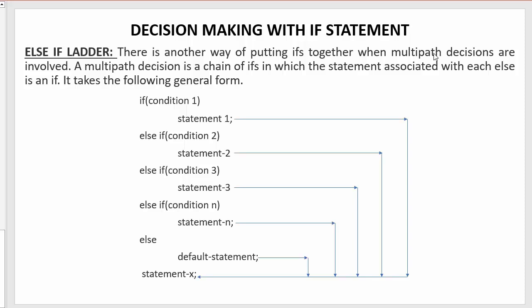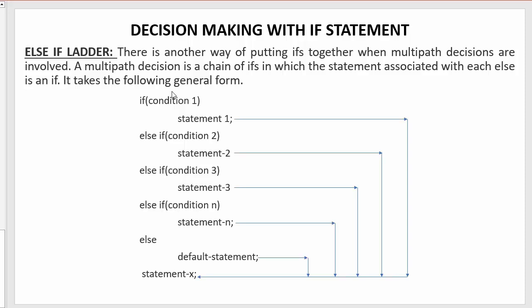So whichever condition gets satisfied, the statement present under that condition only gets executed, and the rest of the other conditions get skipped. So this is the concept of else if ladder, where various ifs get chained together. So this concept is called as else if ladder. Here I have written down the general form of else if ladder.